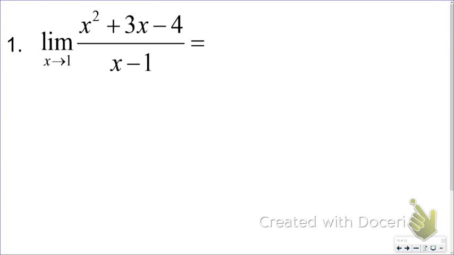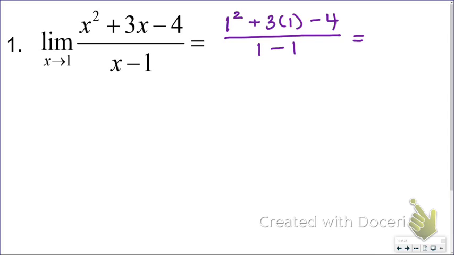All right, so the limit as x approaches 1 of x squared plus 3x minus 4 over x minus 1. The first thing we're going to do is try direct substitution. Plug your value into the function. So I'm going to plug in 1, so this is 1 squared plus 3 times 1 minus 4 over 1 minus 1. And that's going to give me 4 minus 4 over 1 minus 1, or 0 over 0, which is undefined.